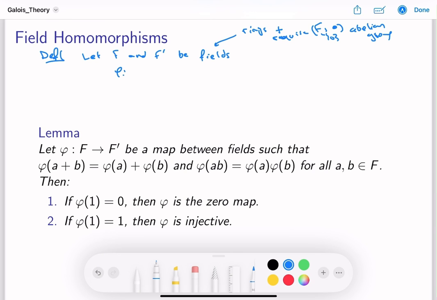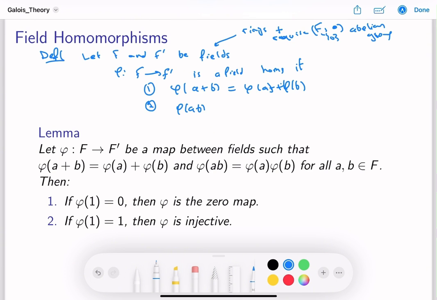So a map phi from F to F prime is a field homomorphism if, first of all, we require it to respect the addition, just as for a ring homomorphism: phi of a plus b equals phi of a plus phi of b. Second, we require it to respect the multiplication.